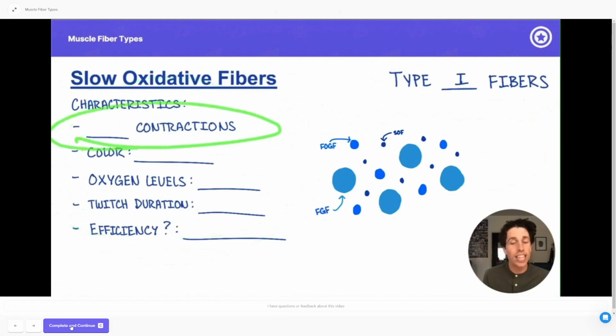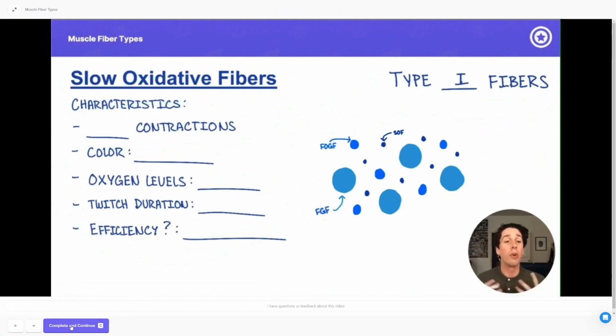All right, now let's talk about these characteristics. First, the strength of the contractions. As it is a very slow fiber, this is going to be a very weak contraction, so let's write that in: weak. This is also because it has a very small diameter, so they're not going to have a lot of force behind those contractions anyway. These slow oxidative fibers are very small in diameter, leading us to these weak contractions.